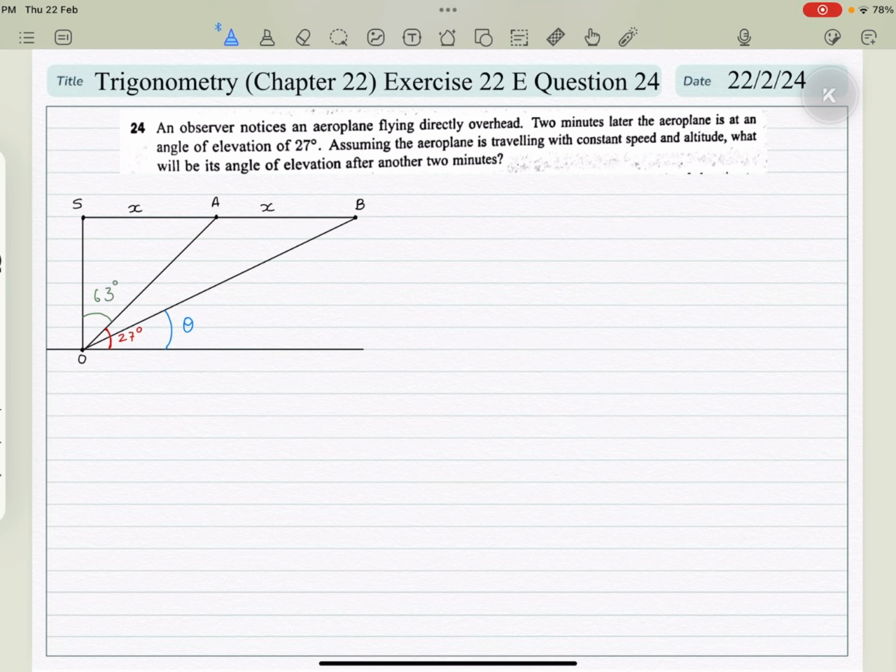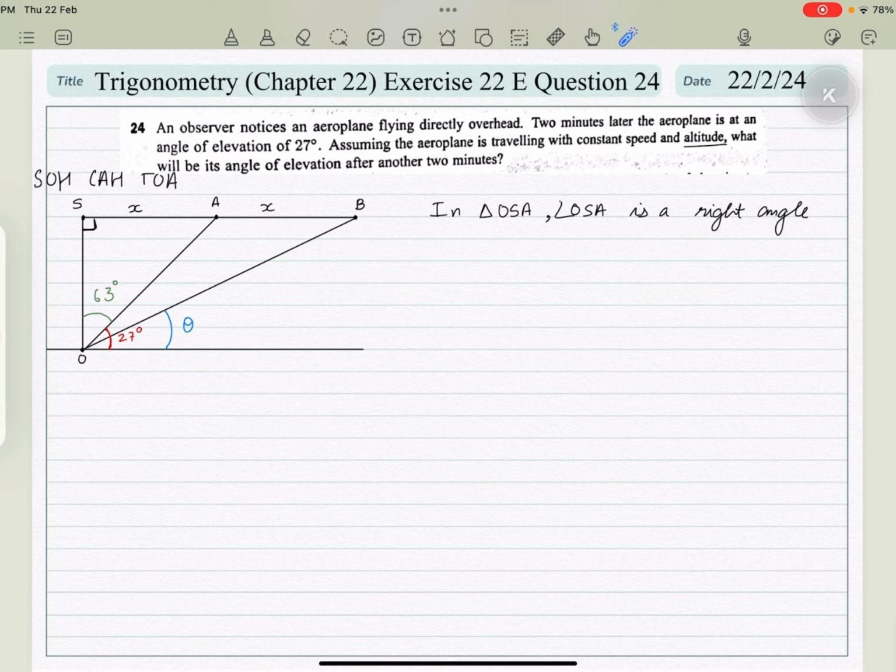Now we will get started calculating theta. Firstly, we'll look at triangle OSA. If you notice, this is actually a right angle triangle because they're saying it is traveling with a constant altitude. So in triangle OSA, angle OSA is a right angle. Once we know this, we can use trigonometry, so we can write SOHCAHTOA so that we don't mess anything up.